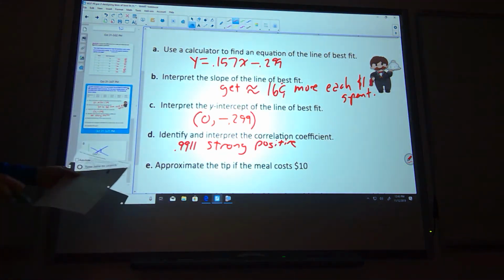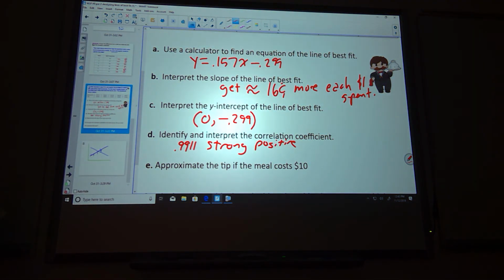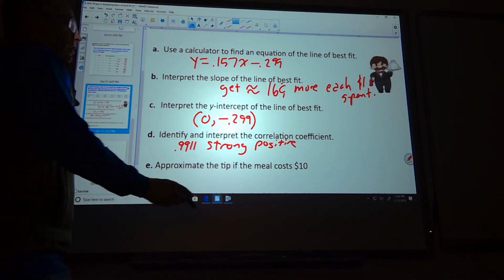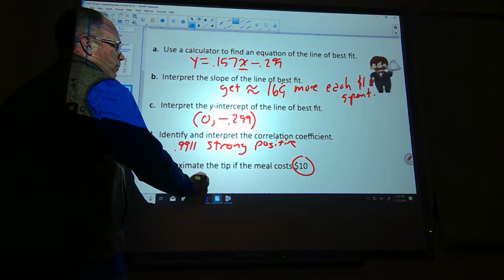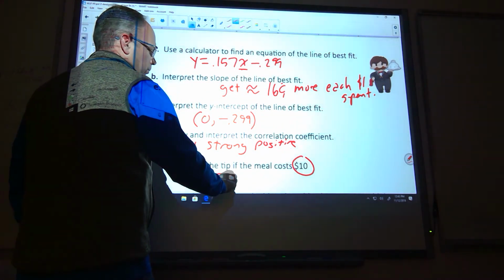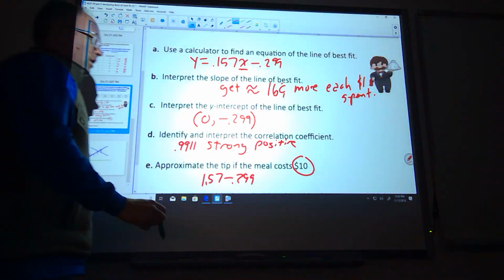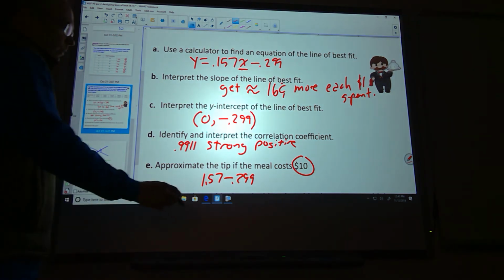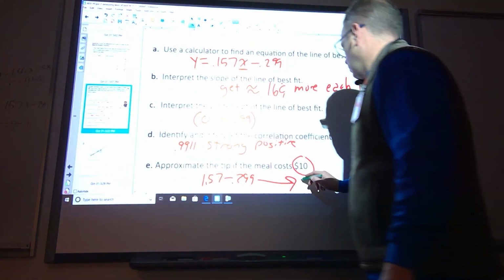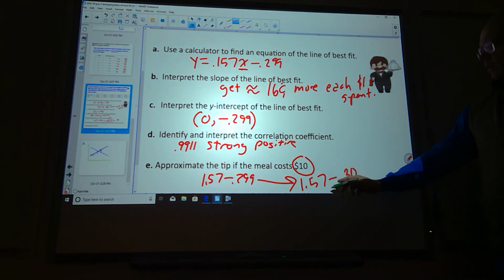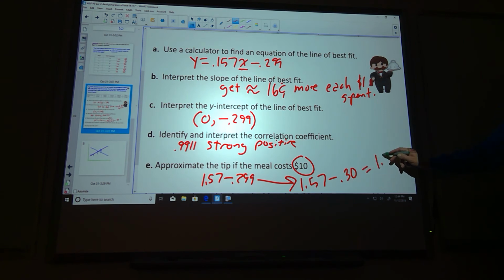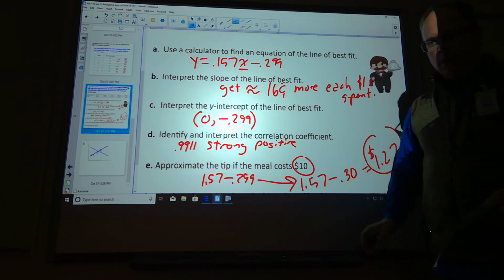Then it says, approximate the tip if it was $10. Okay, I'm going to take 10, plug it in right there, which is going to give me 1.57 minus 0.299. You have a calculator there. So that's about 1.57 minus 0.30, because 0.299 rounded to the nearest cent. So it looks like he's going to get a $1.27 tip. Okay. Is it good money?